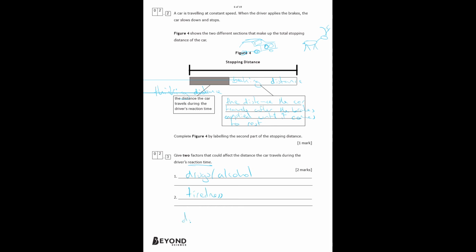We could say distraction. Now, alcohol, tiredness and distraction will all increase your reaction time and you'll travel further. Thus, you're at more risk of crashing into the hazard. Drugs, depending on what they are, may cause you to react more quickly or more slowly. It is not always a benefit to react more quickly in terms of some drugs because there may be other effects acting as well.